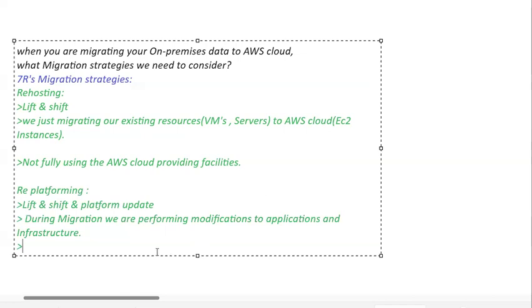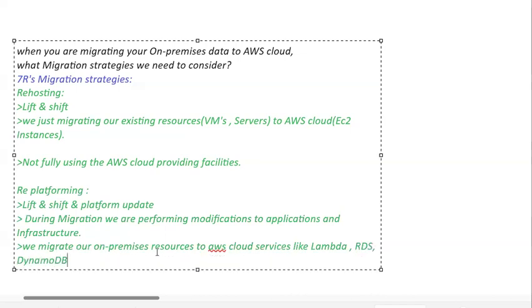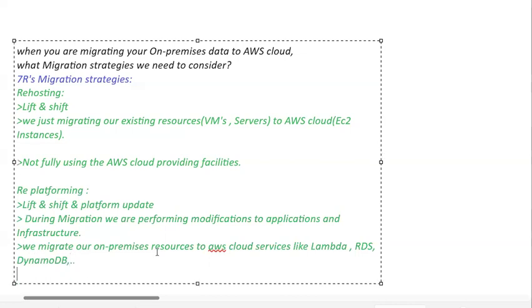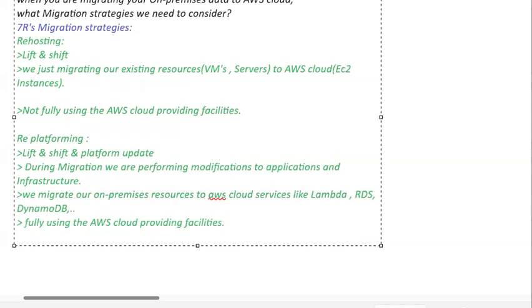Yes. So here we migrate our on-premise resources to AWS cloud services like Lambda or RDS or DynamoDB. Like this, we can even move our infrastructure to serverless services as well. So can I say we are utilizing whatever benefits or facilities are provided by AWS? Yes, we are fully utilizing the benefits or facilities provided by AWS in this type of migration.